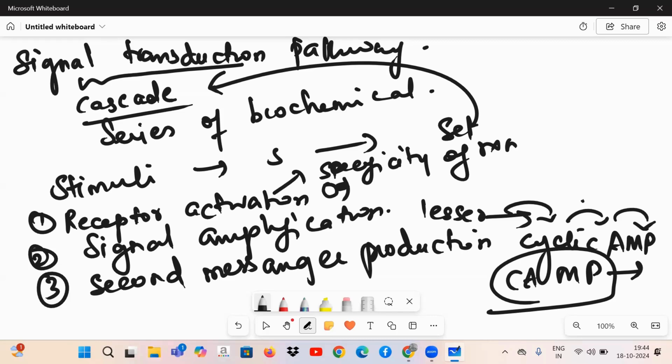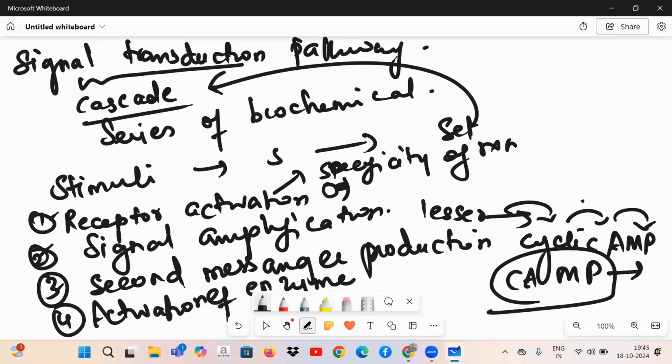You will have this in C2.1, a little more of the cAMP molecule. So first is receptor activation, second is signal amplification, third is production of secondary messenger, and fourth is activation of protein kinases. What happens? Activation of enzymes means what should happen here, which is protein kinases.